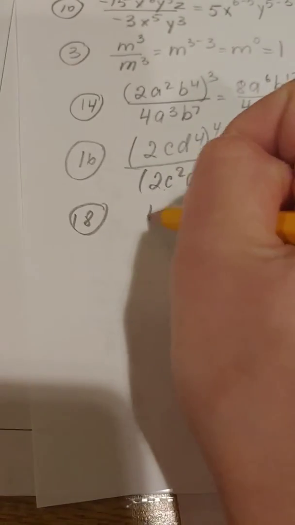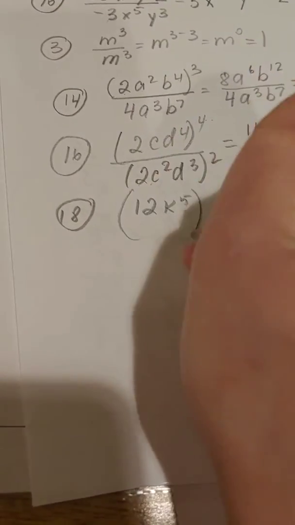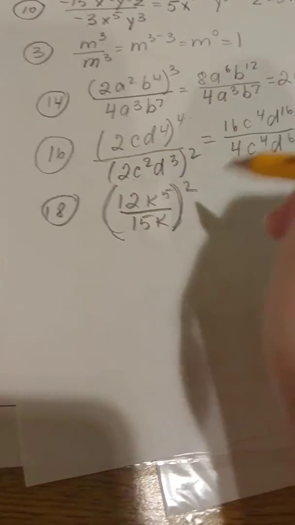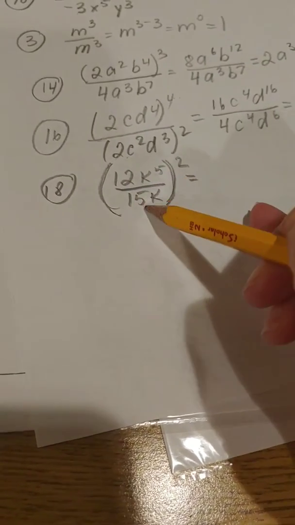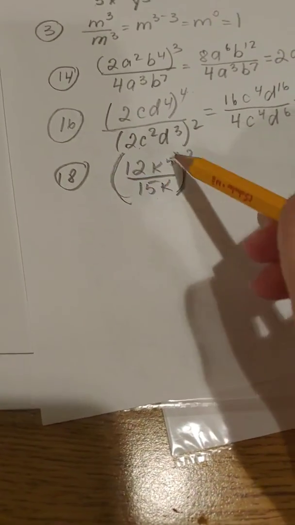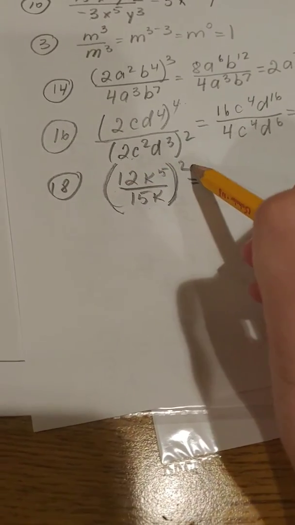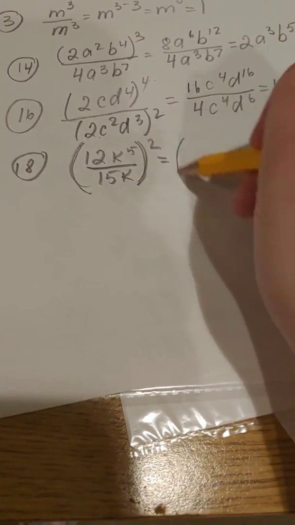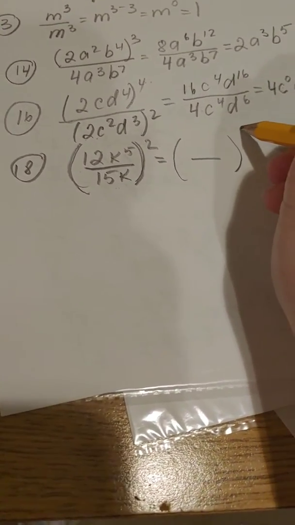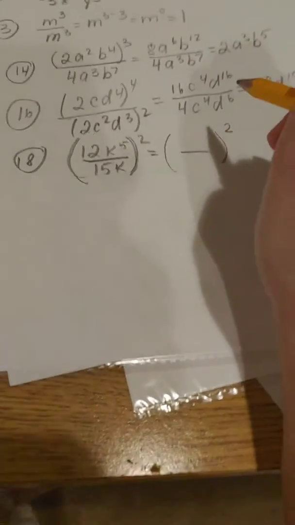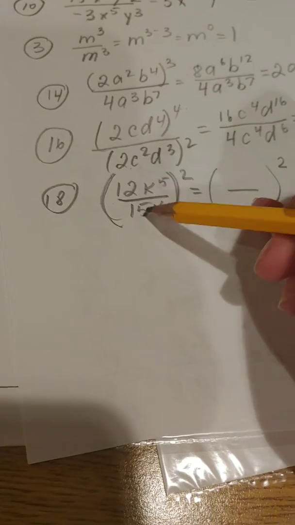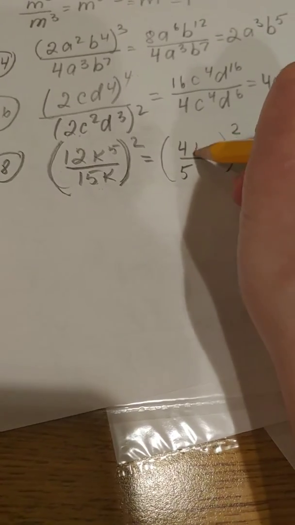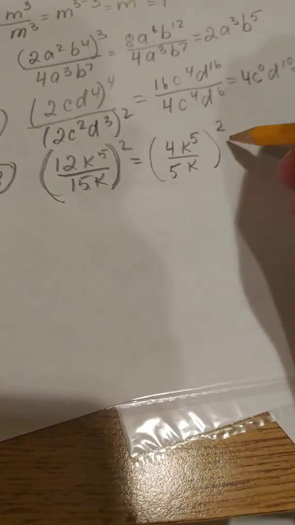Number 18. It's 12k to the 5th power squared over 15k. So now you have to understand that everything is squared. The top is squared and the bottom is squared. What you can do before raising everything to the 2nd power is simplify inside of the parentheses. So I'm going to simplify and then we're going to raise it to the 2nd power. 12 over 15 can be reduced to 4 over 5, and then k to the 5th power divided by k.